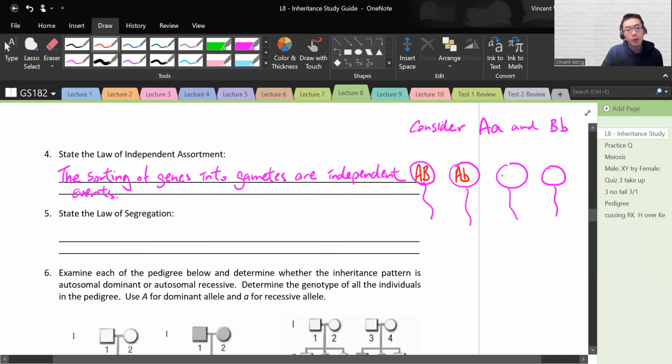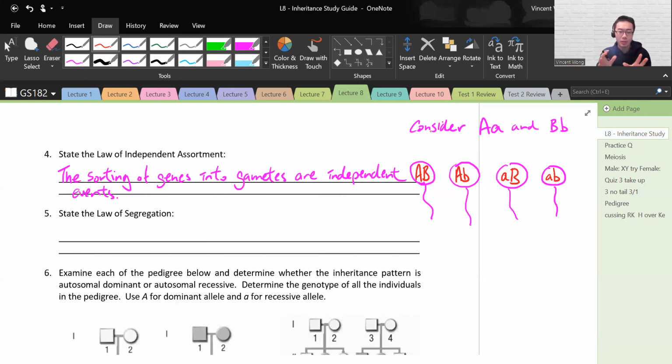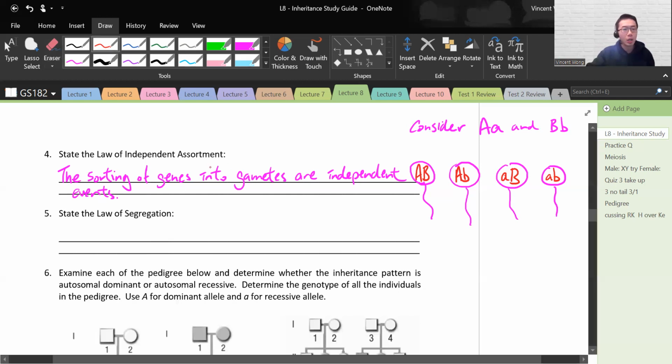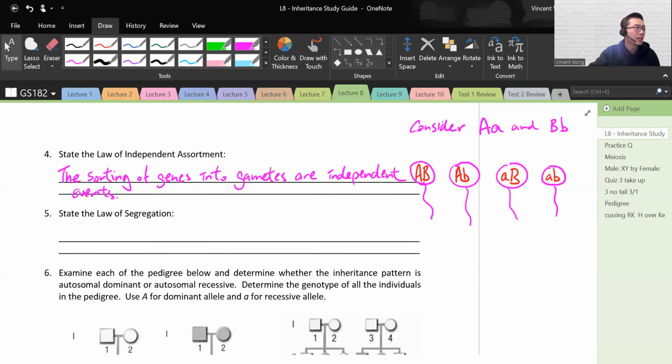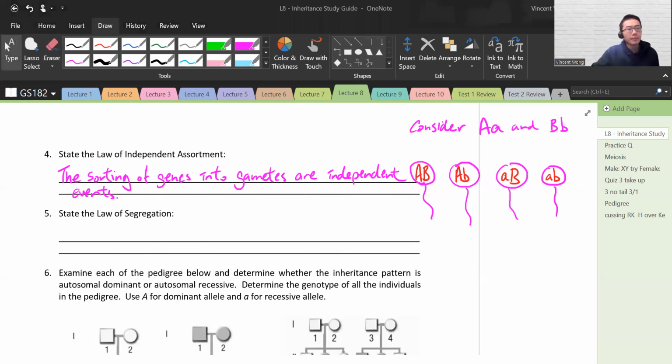That's okay. You can have small a, big B, or small a, small b, right? Whether you get the big A or not has no effect on whether you will get the big B. Just because you inherited the big A doesn't necessarily mean you're going to get the big B, right? You can have a big A and a small b, right? So how one gene A sorts into the gamete has nothing to do with how gene B sorts into the gamete. We call this the law of independent assortment, okay?